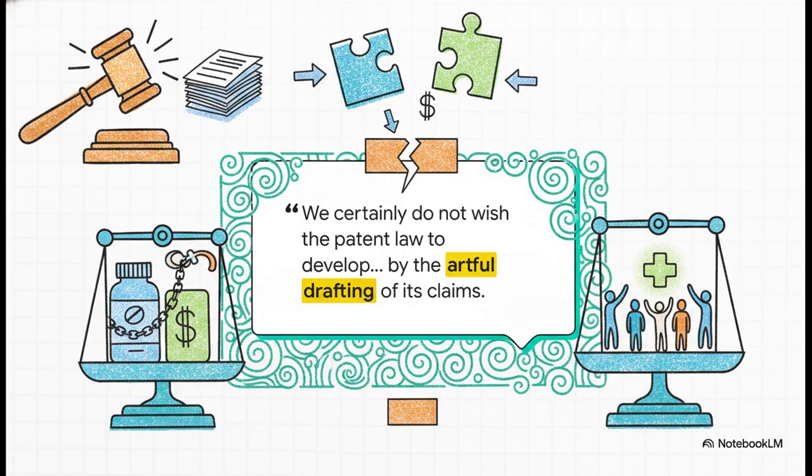Now, what's really interesting about this is how the court handled legal loopholes. The Supreme Court firmly rejected Novartis's argument, trying to separate what a patent covers versus what it discloses. The justices stated quite plainly, "We certainly do not wish the law of patent in this country to develop on lines where there may be a vast gap between the coverage and the disclosure under the patent by the artful drafting of its claims." Essentially, they ruled that you absolutely cannot use clever legal drafting to hide the true scope of your invention just so you can double dip on patents a few years later.